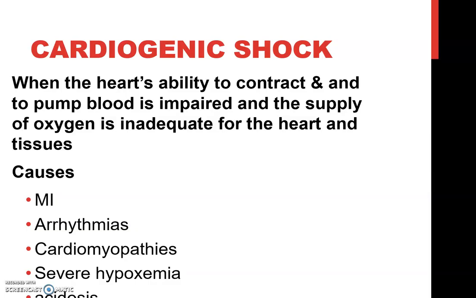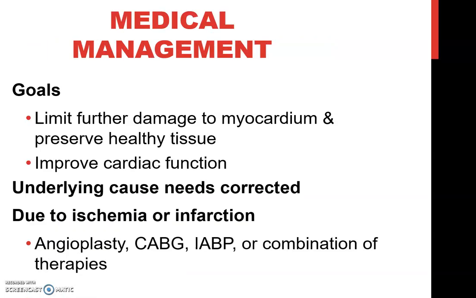So what causes cardiogenic shock? A massive MI. Arrhythmias can cause it. Cardiomyopathies. I'm going to ask you to look those up and know what those are. I'm not going to test you on those, but you need to know what a cardiomyopathy is and that there are different types. And severe hypoxemia and a state of metabolic acidosis. You will see these things in cardiogenic shock, as well as them being causes for it.